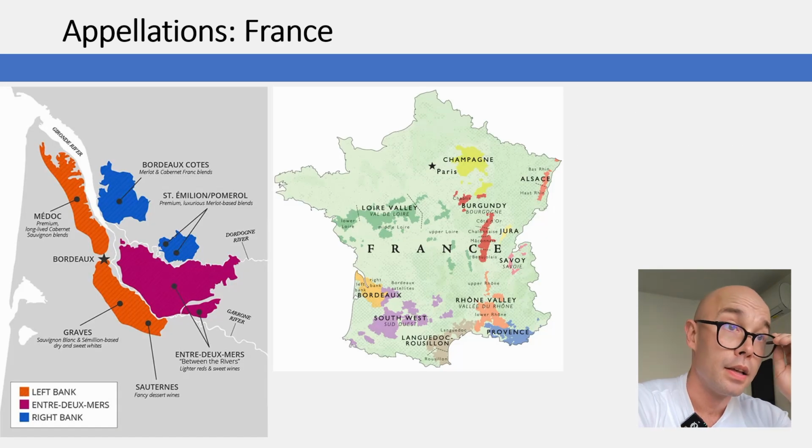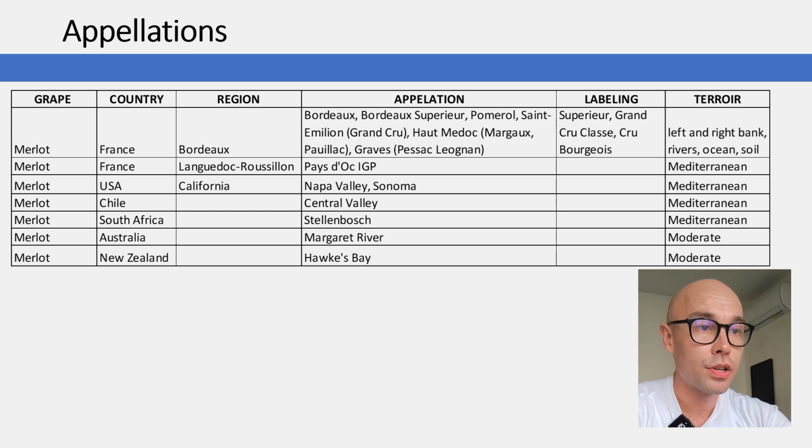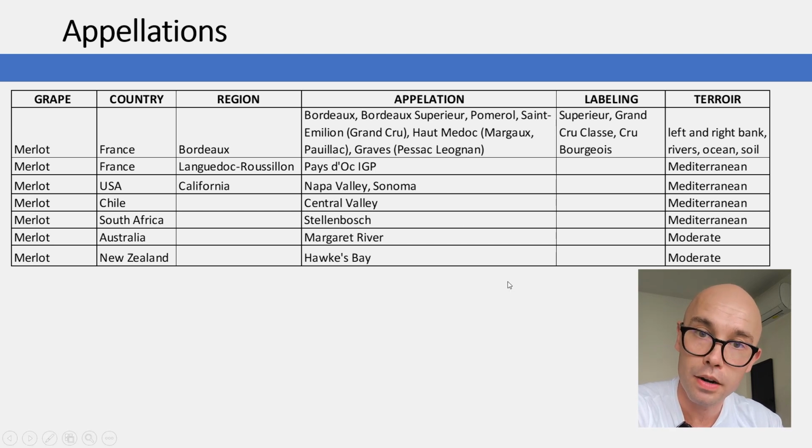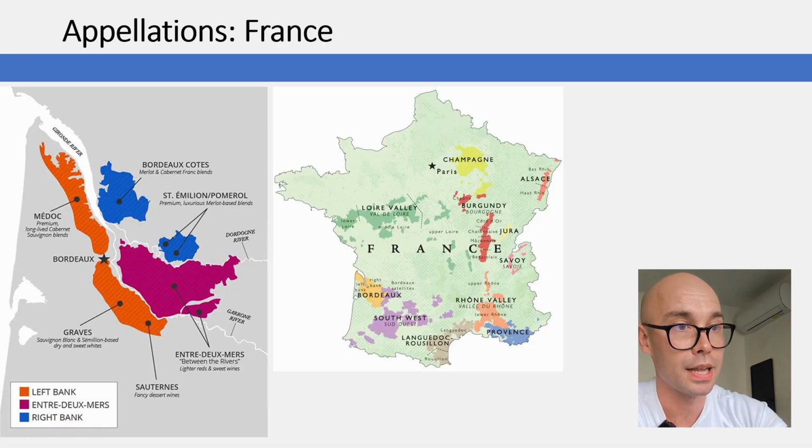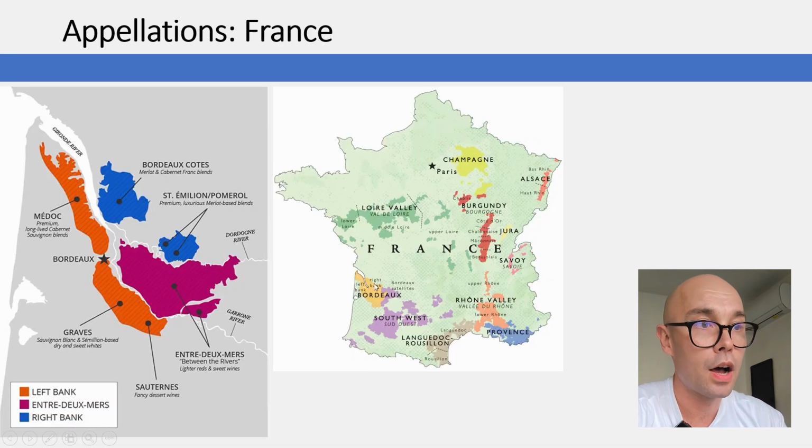Okay, I also didn't mention France, Languedoc-Roussillon, Pays d'Oc, which is the south part of France, which has a Mediterranean climate. So this is how the map of France looks. Bordeaux is here, and then you have Languedoc-Roussillon here on the Mediterranean coast, and this is how the map of Bordeaux looks. Everything in orange is considered left bank, and all the blue is considered right bank.